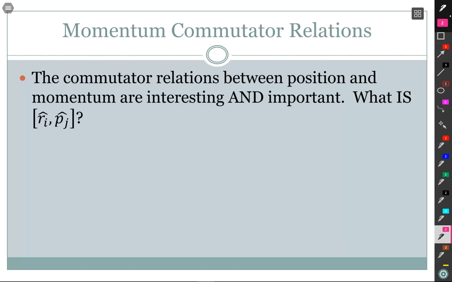So let's calculate this. What is the commutator between, now instead of x and p, I have r sub i and p sub j? So this could be, for instance, x comma p sub x, x comma p sub y, y comma p sub x, etc. All of the different options. So you have a total of 9. I wrote down 3. We'll only calculate probably 2.